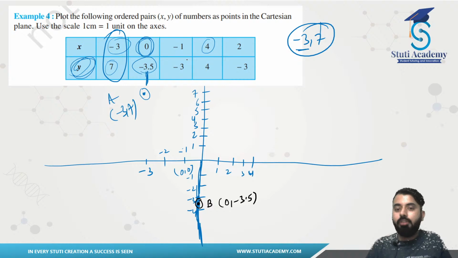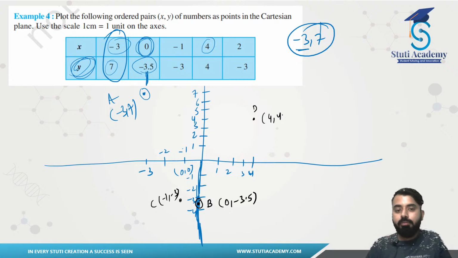Then we have what? We have minus 1, minus 3. X is minus 1, that should be here. Y is minus 3, that should be here. Together they will be intersecting at this point. This is the point, which is our C point. This is minus 1, minus 3. Then you have 4, 4. 4 is here. Horizontal 4 and vertical 4. Both of them will intersect here. That will be the point D.